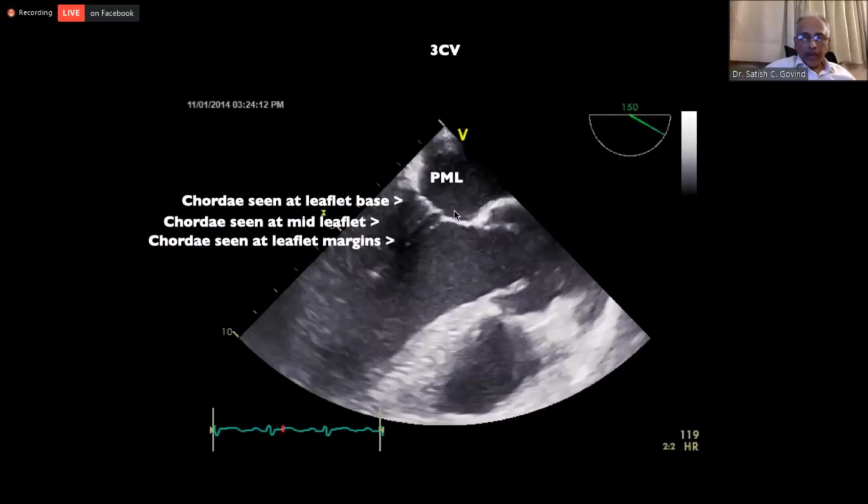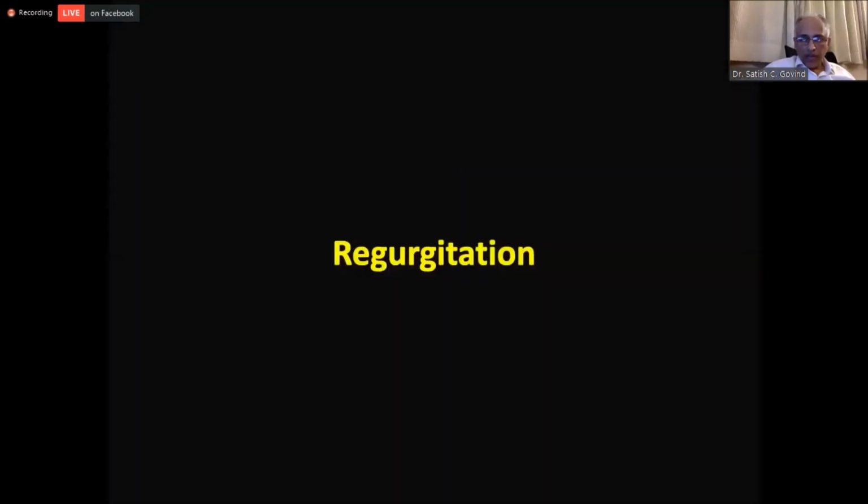The PML, on the other hand, has chordae inserted throughout the length of the leaflet. So you have the marginal chordae, you have the mid chordae, and then you have the basal chordae. So that is the difference as far as chordal attachments to the PML are concerned.